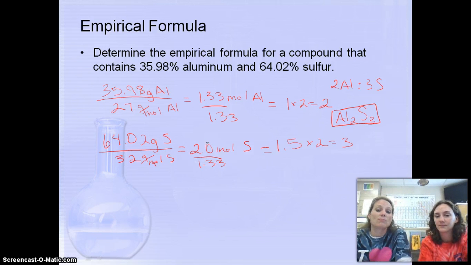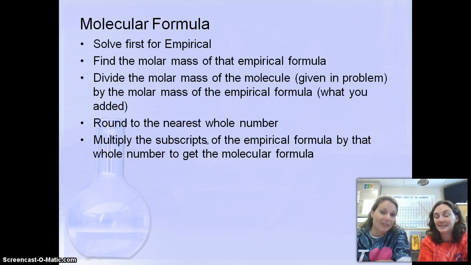Get the smallest mole, divide it by everybody there. Make sure that you've got your rounding rules. There's whole numbers. If it's not, you've got to multiply to make sure that it is a whole number or a 0.1 or a 0.9 so you can round. All right, that's empirical. Now what we're going to do is we're going to take empirical and go to molecular.